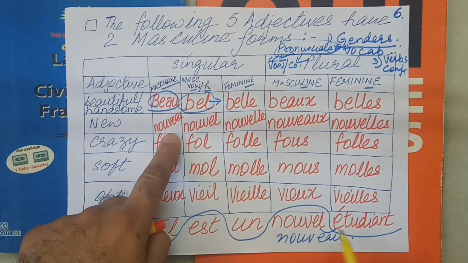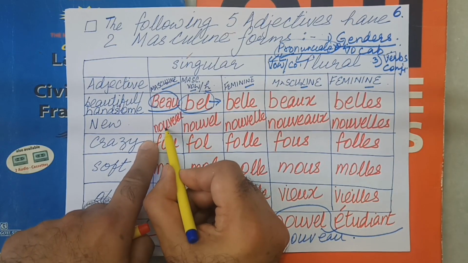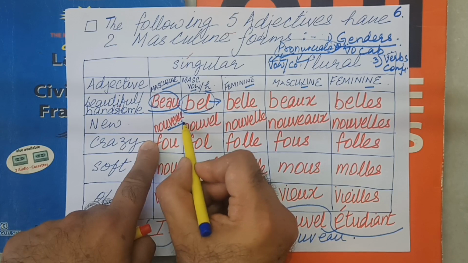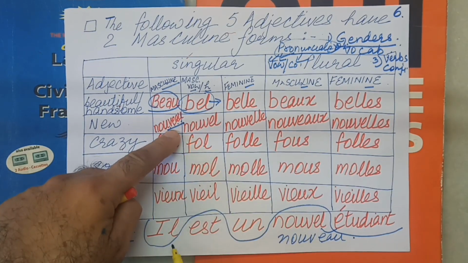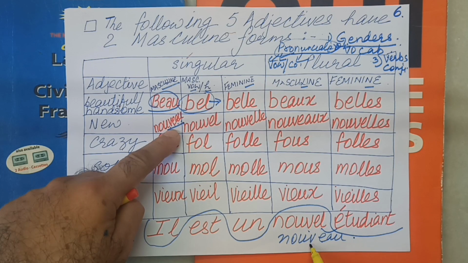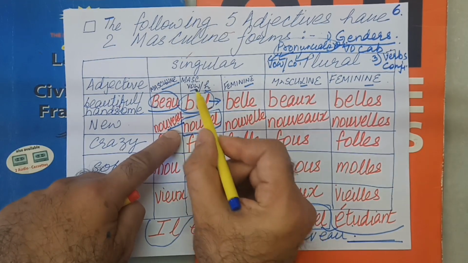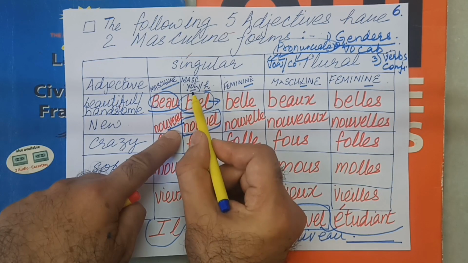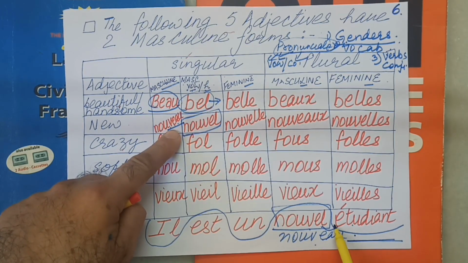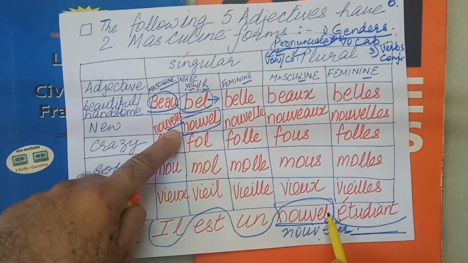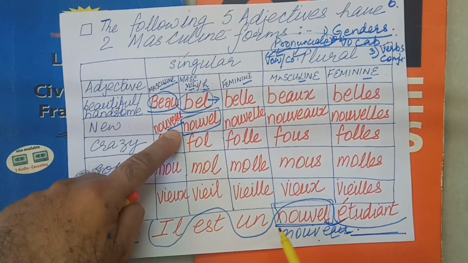See, nouveau is this particular format, N-O-U-V-E-A-U. If I put it here, it will be il est un nouveau étudiant. So nouveau étudiant becomes very static. Now to connect this, I will use this particular format, nouvel. Before a masculine singular noun beginning with a vowel, I will use nouvel. So it is connected with a. So il est un nouvel étudiant, right? So it becomes a flow.